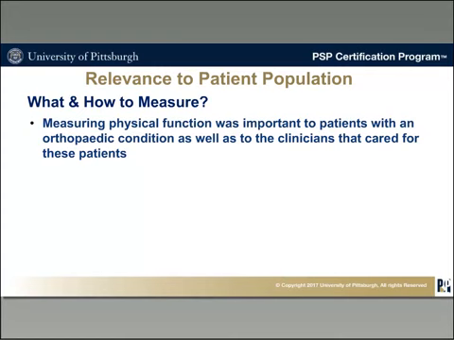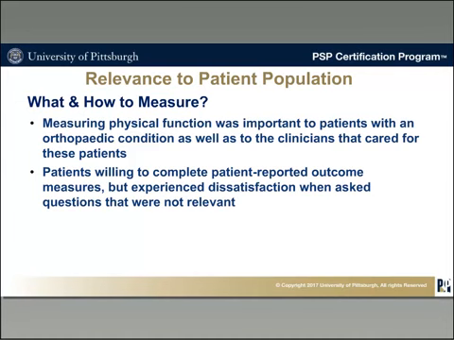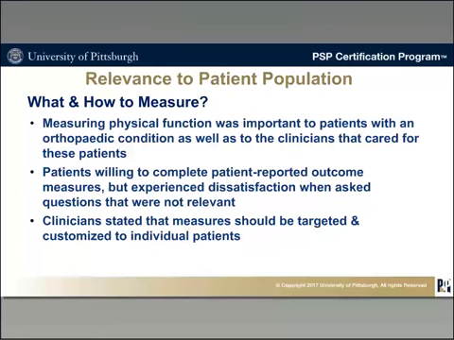These patient-reported measures also have to be relevant to the patient population. So some of the work that we've done looking at acceptability of patient-reported outcome measures to patients with a variety of orthopedic or musculoskeletal conditions has indicated that measuring physical function was important to the patients as well as to the clinicians that cared for these patients. The patients are willing to complete these patient-reported outcome measures, but experience dissatisfaction when asked questions that were not relevant to their condition.